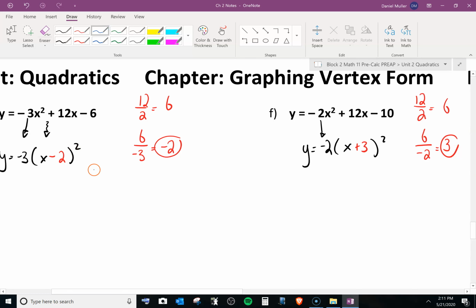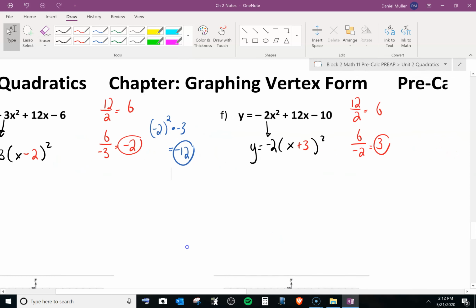Now you have to FOIL x minus 2 times x minus 2. And if you want to do that, you can. After you're done foiling that, make sure you take the -3 and multiply it in. What you're going to find is that you end up with this exact same equation except for the last number. That last number is going to be -2 squared times the number in front. So -2 squared is 4. 4 times -3 is -12.